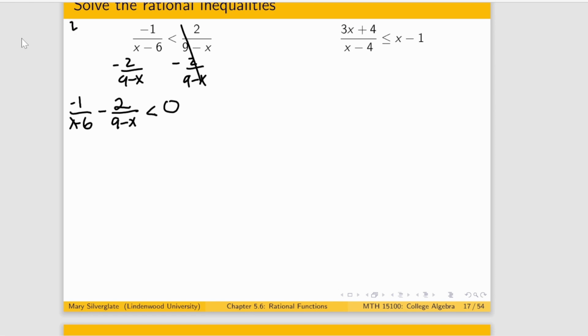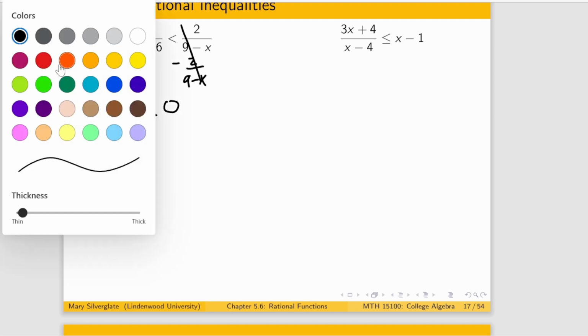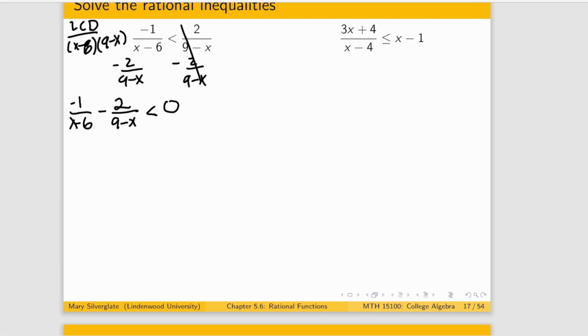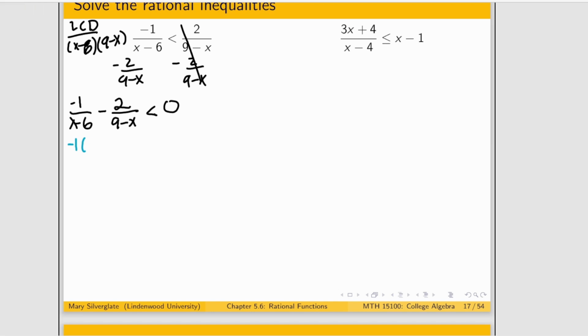Then I want to find their least common denominator, which in this case would be x minus 6 times 9 minus x. So in order to make these have the same denominator, for the first fraction I need to multiply by what it's missing. Right now it has an x minus 6, so I need to multiply by a 9 minus x. And for the second fraction, it currently has a 9 minus x, so it does not have an x minus 6.